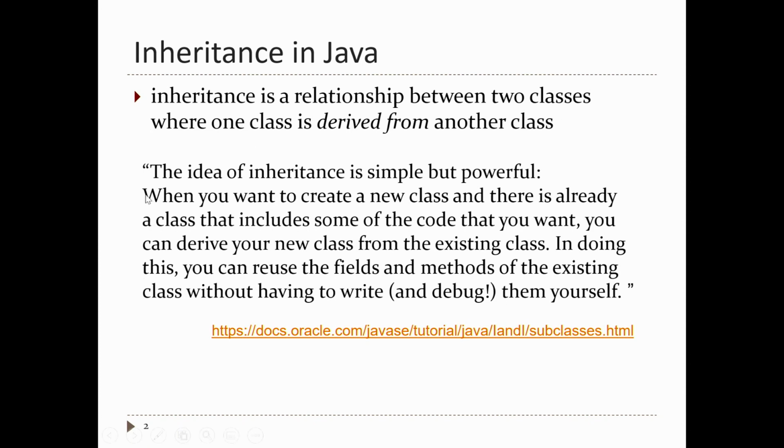And there's a quote here from the Java tutorials about object-oriented programming. It reads, "The idea of inheritance is simple but powerful. When you want to create a new class and there's already a class that includes some code that you want, you can derive your new class from the existing class. In doing this, you can reuse the fields and methods of the existing class without having to write and debug them yourself." So one view of inheritance is that it's a form of code reuse. You've got an existing class that already does what you want it to do, so you can derive another class from that class, and you get all of the non-private features of that class for free.